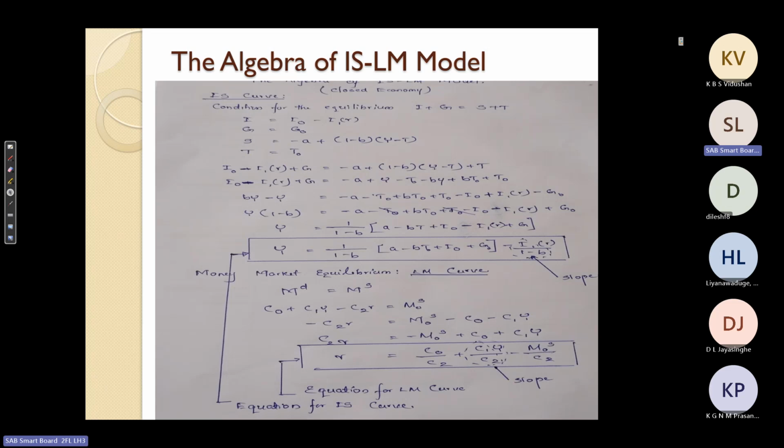You can see now I plus G equal S plus T. That is our model. So the model variables are given. I equal I0 minus I1 R. G equal G0, right? And S equal minus A plus 1 minus B, Y minus T, right?